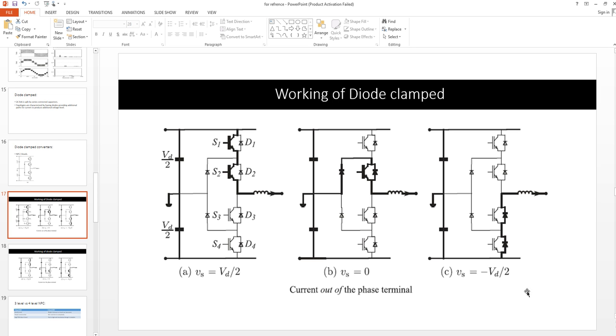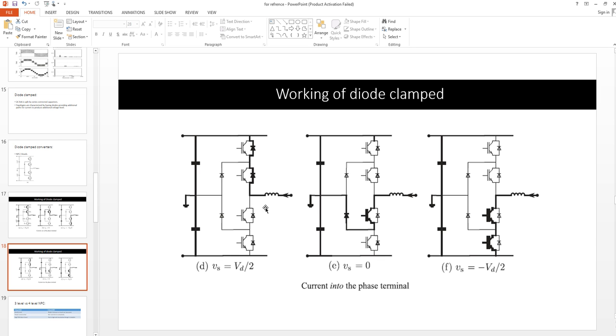And in order to get the minus Vd by 2, all the switches are off, so the current will flow through D2, D4, following the path to D3, and it will go here. So we will get the minus Vd by 2 level. Please note that in these three cases the current is going outward, out of the phase terminal.